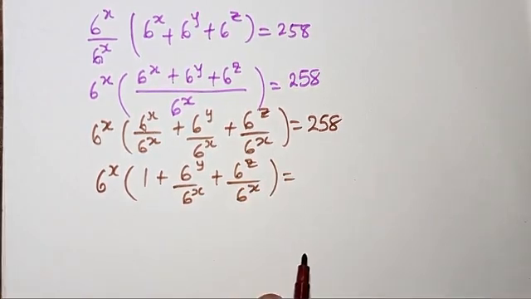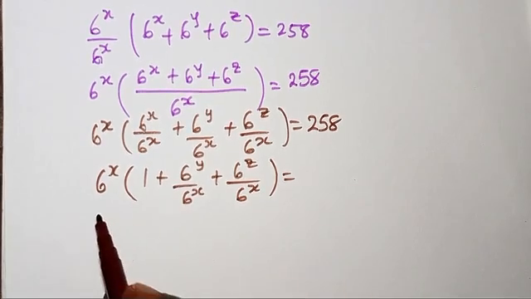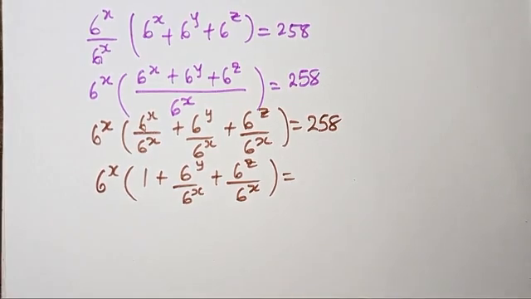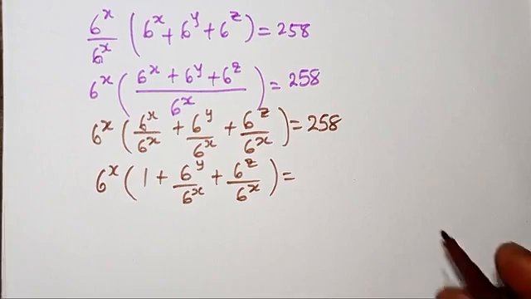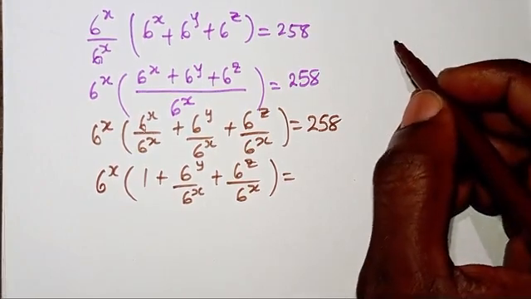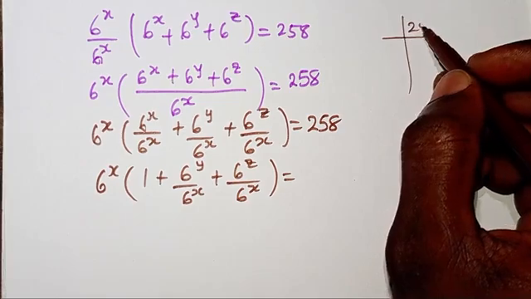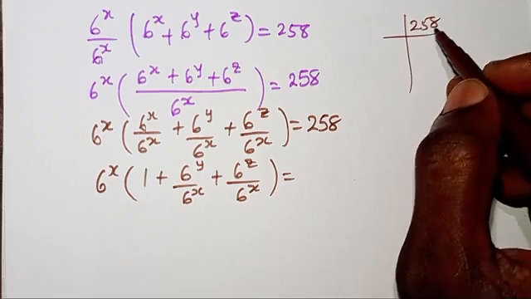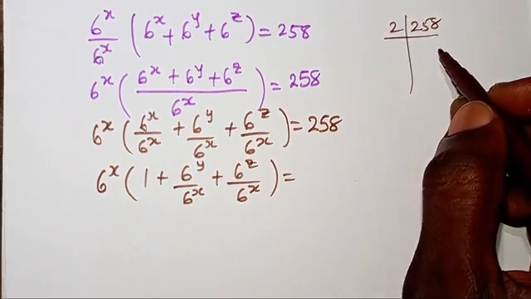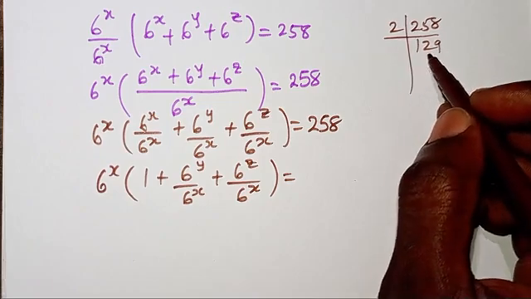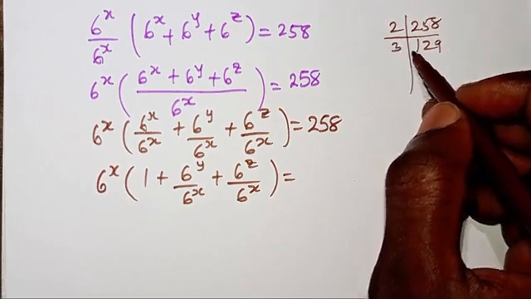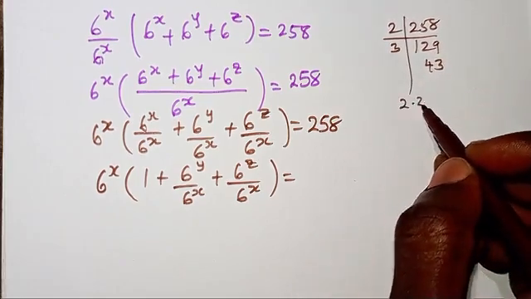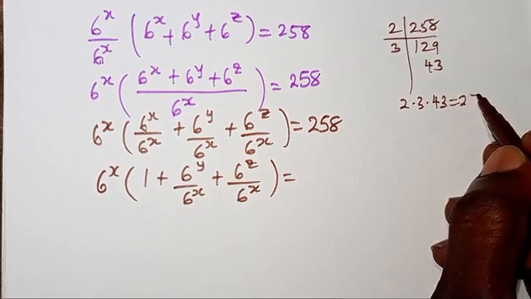But this 258, I want us to write it in a factored form, the same way we have it on the left hand side. So let me quickly write this. We have 258 here, and I want to write it as a product of its prime factors. That will be 2 in 258, we are going to have 129. Then we are going to have 3 in 129, that's going to be 43. So therefore we see that 2 times 3 times 43 will give us what?